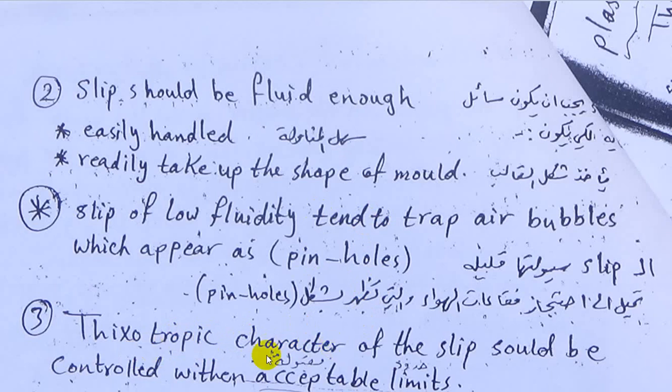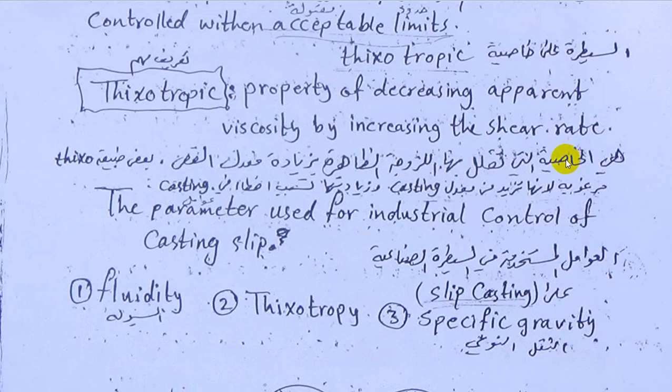The thixotropic character of the slip should be controlled within acceptable limits. Thixotropy, a very important definition, is the fluidization of the cast. Fluidization of the cast means the fluidization of the cast's consistency.